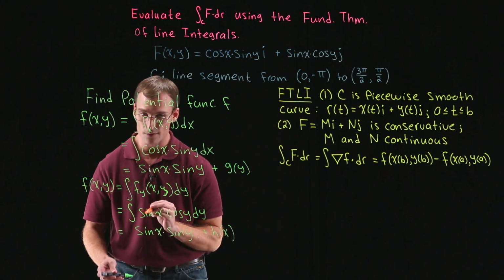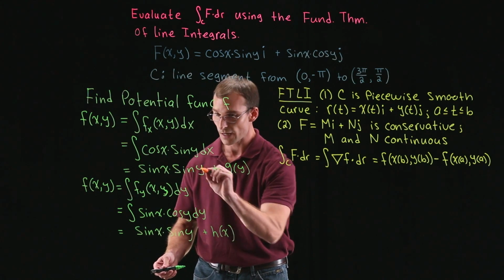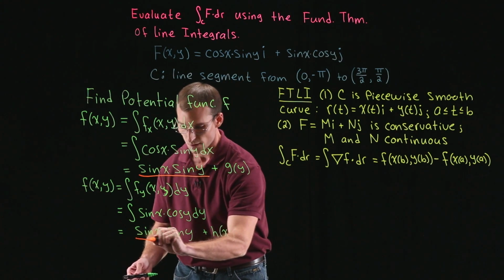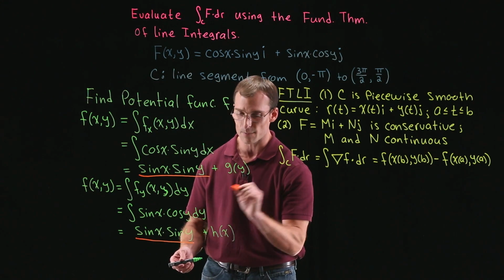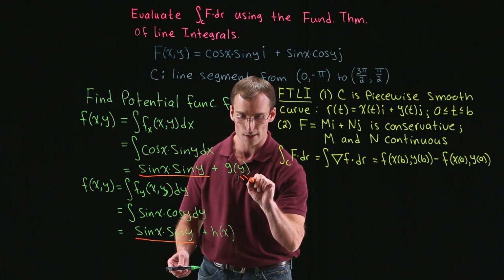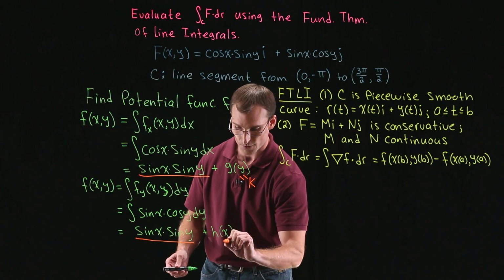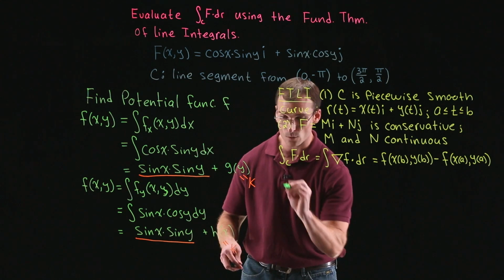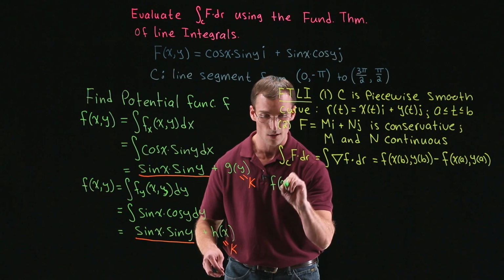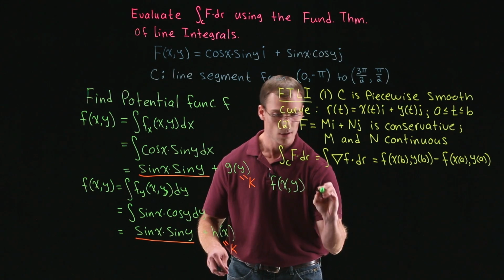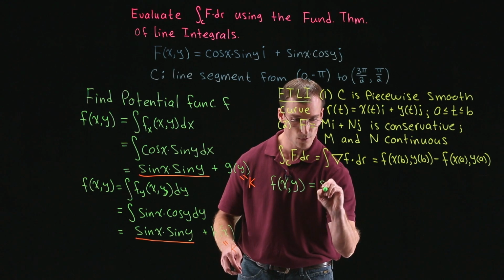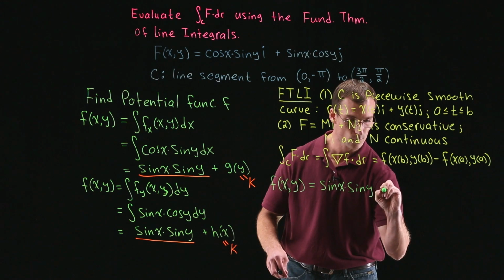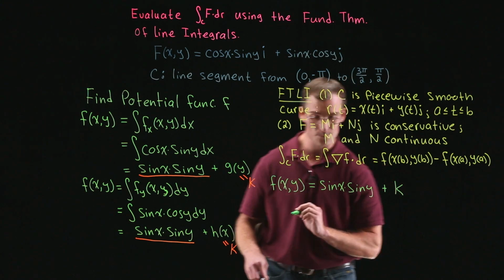Okay, now we take a look at this, seeing that after we took our integrals, we got the same thing both times: sine of x times sine of y. Since those are the same, that confirms that this g of y is just some constant, not a function of y, and our h of x is some constant, not a function of x. So clean this up, put it together. Our potential function f is just going to be equal to sine of x times sine of y, plus some general constant k.